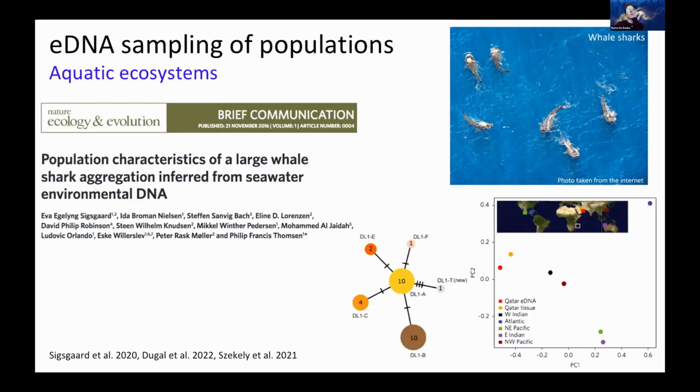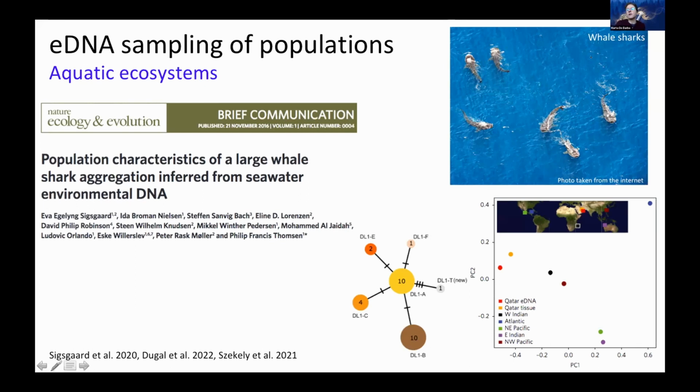I'm starting with what researchers can now do, especially in the marine environment, exploiting the aggregating behavior of many marine megafauna. Like in this picture, I have an aggregation of whale sharks, but there are actually many marine mammals that also move in groups through the water. And all these animals shed skin cells naturally when moving through the water body.